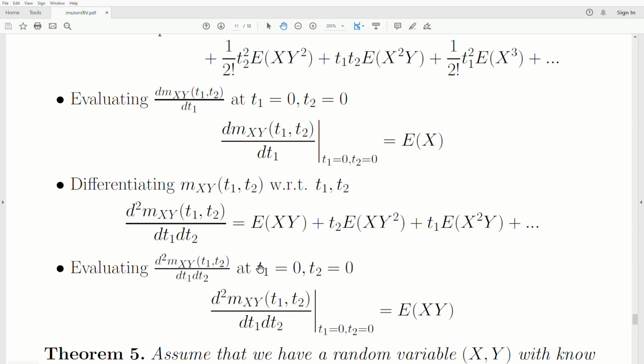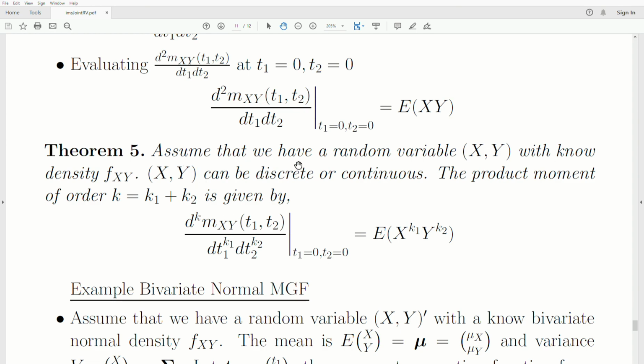Then if we evaluate it at t1 equals 0 and t2 equals 0, then notice that every term cancels except for this, the product moment here. And that's it. So we're generating moments, taking derivatives of this and then evaluating at t equals 0.